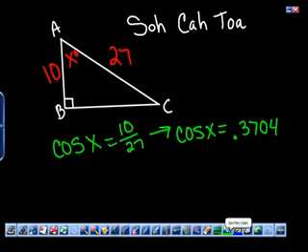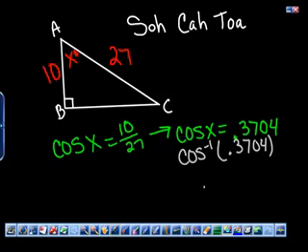Now we need to undo the cosine. How do you undo the cosine? You do the second cosine, which gives you this cosine negative 1. So if you do cosine negative 1 and plug in your decimal, you will get what x equals.